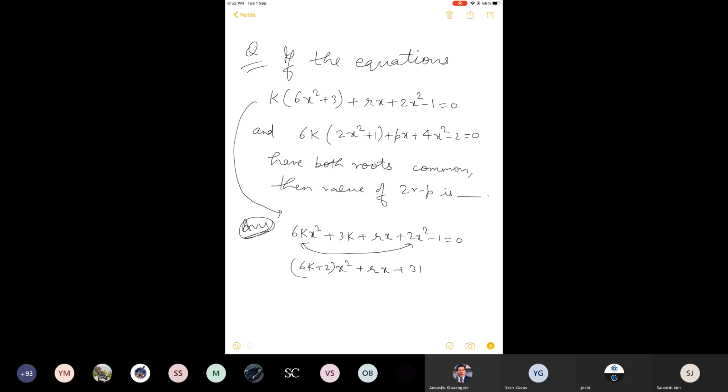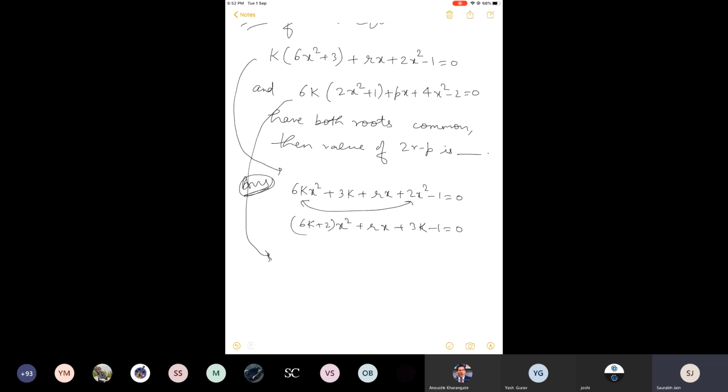Because what was the condition? First we will write the ratio of coefficients of x square, then coefficients of x, and then constant coefficients. So first you need to arrange it in the standard form. Similarly, the second equation: this is 12k x square plus 6k plus px plus 4x square minus 2.